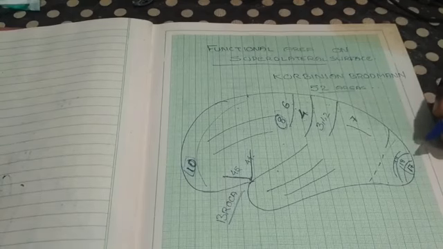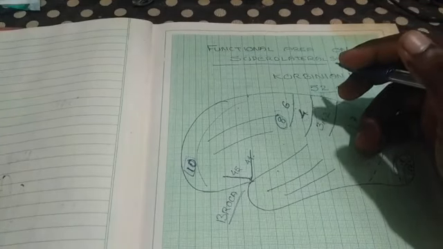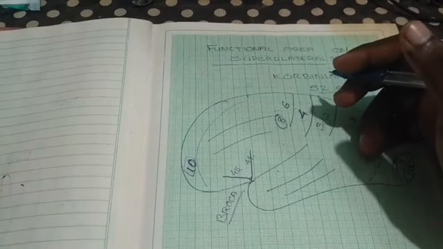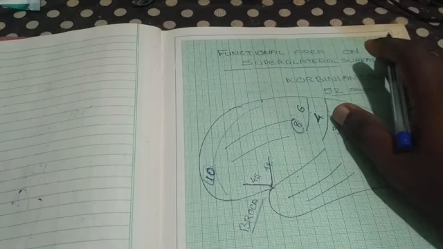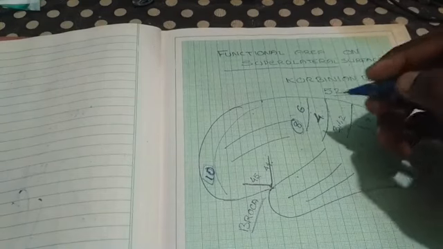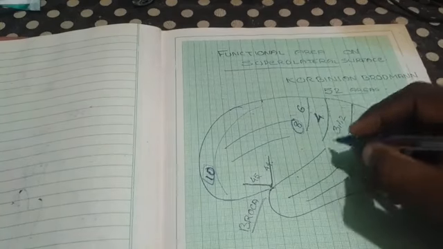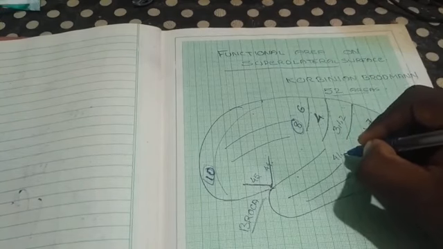Then the functional area which is present in the temporal lobe: areas number 41 and 42, which are seen in the posterior part of the superior temporal gyrus and the anterior transverse temporal gyrus. Towards the posterior part, there we can see areas number 41 and 42.